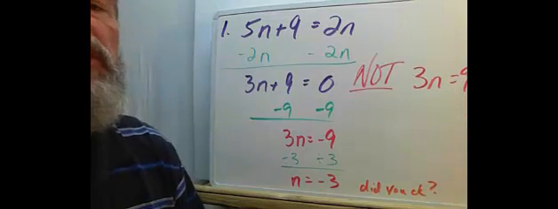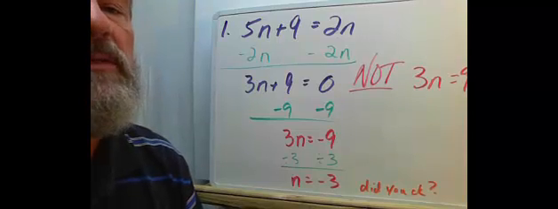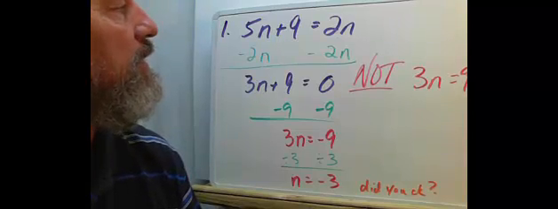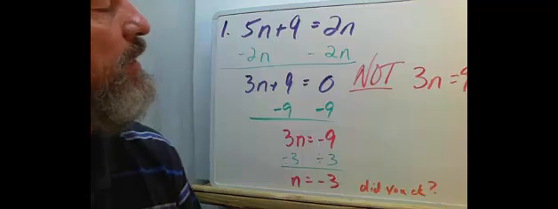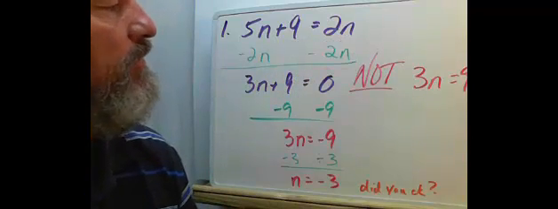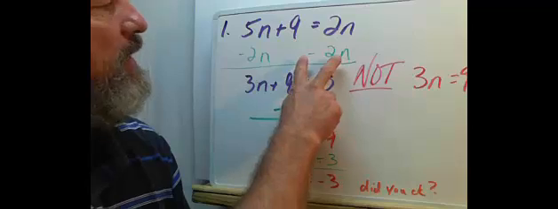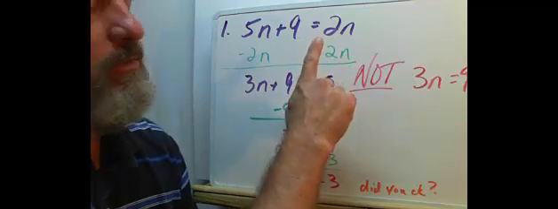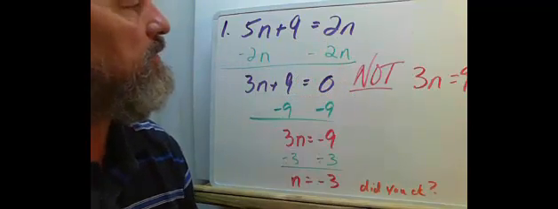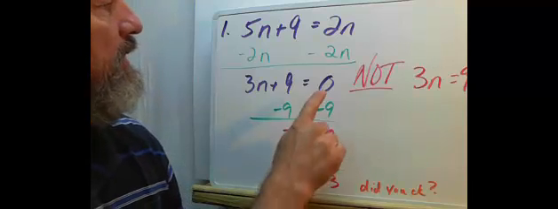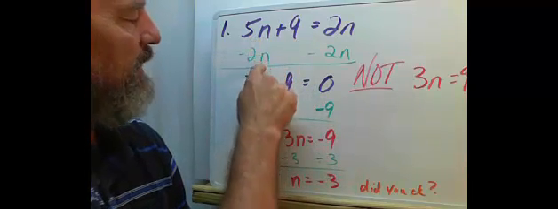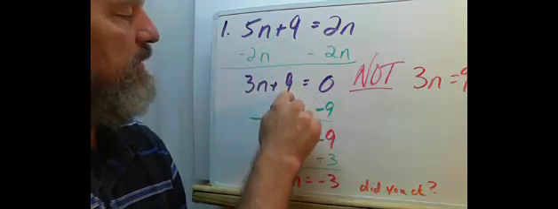Here are the solutions to Lesson 4 guided practice. Our first problem is 5n plus 9 equals 2n. Lower variable value is 2n, so we're going to subtract that from both sides. And this is a special type of problem that causes problems for many students, so we'll talk about that in a second. 5n minus 2n is, of course, 3n plus the 9.